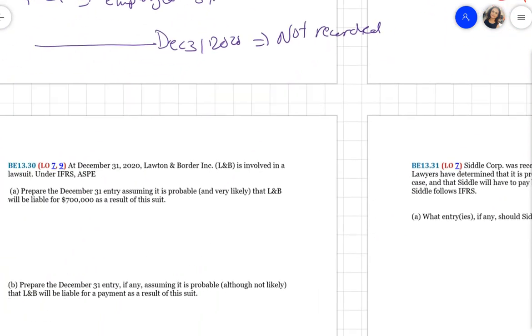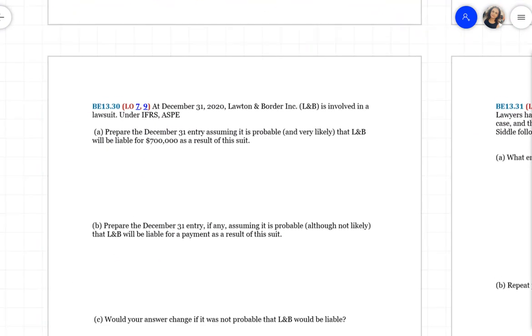Now let's go to the next question. The next question that I wanted to cover in class, that we didn't get a chance to cover, was brief exercise 13-30. At December 31st, 2020, Lawton and Border Inc. is involved in a lawsuit. So there's a lawsuit we could lose or we might not lose.